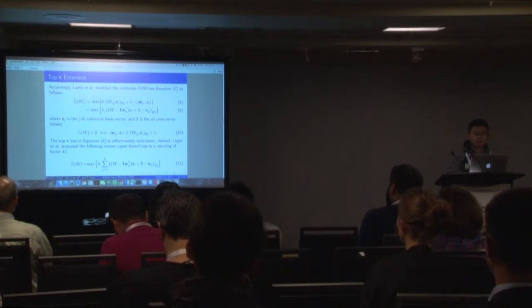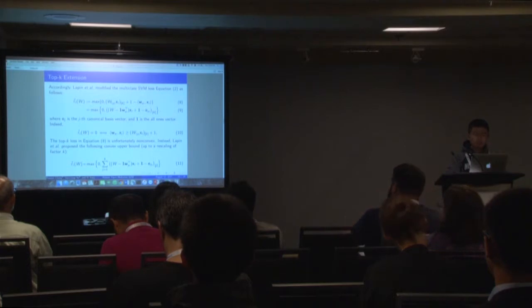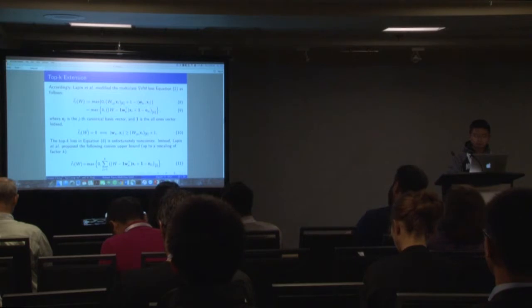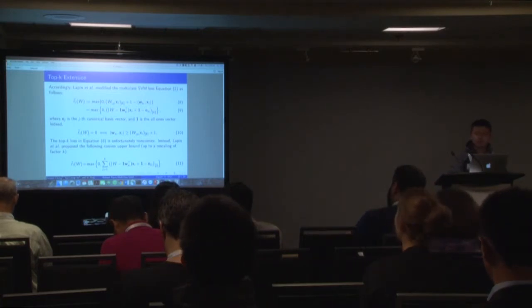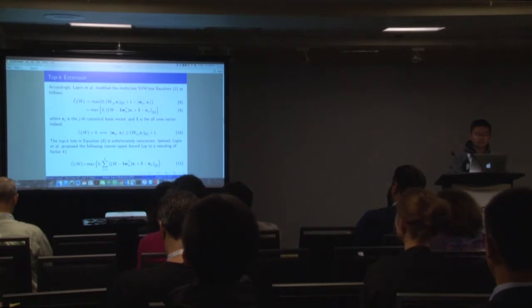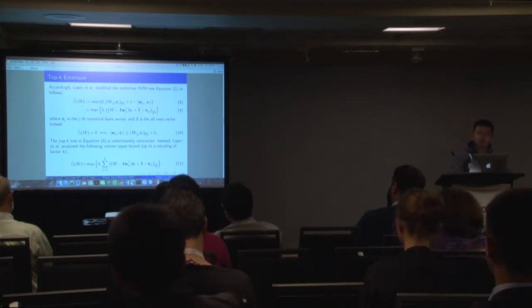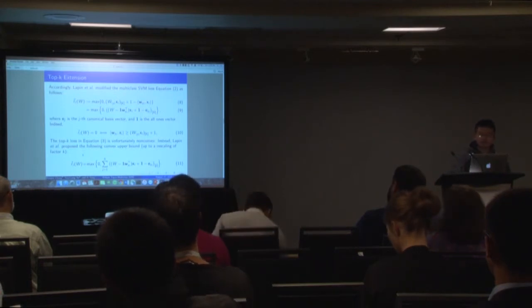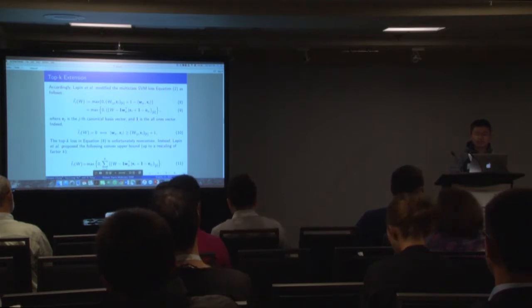Accordingly, the researchers modified the multiclass SVM loss equations as follows. Here, e_j is the j-th canonical basis vector, and y is the all-ones vector. So we have this equation. The top-k loss in equation 8 is unfortunately non-convex. So instead, Lapin proposed the following convex upper bound, up to a scaling factor of k, and they finally arrive at this optimization problem.